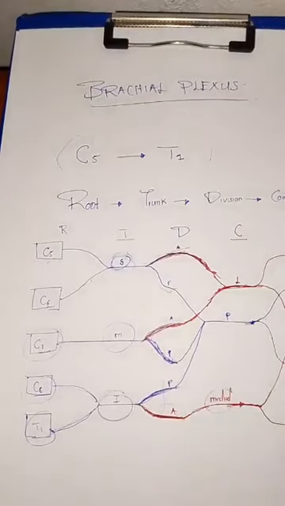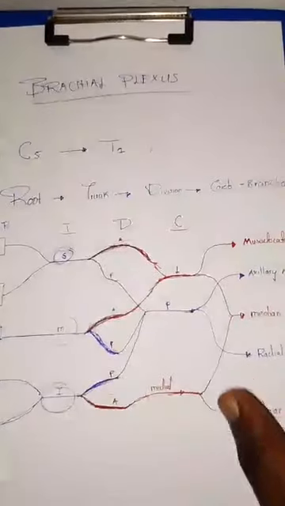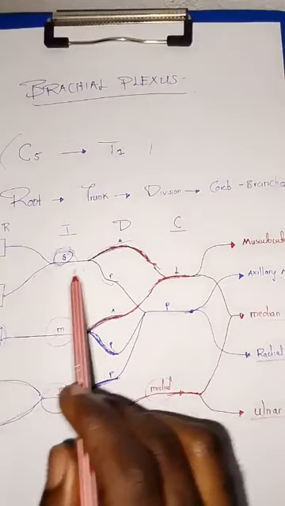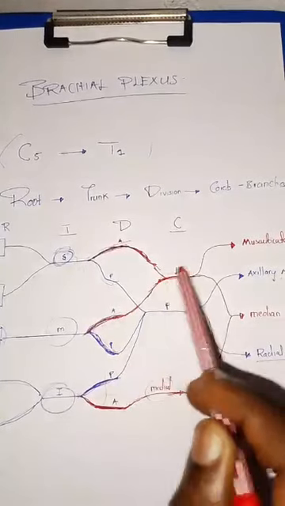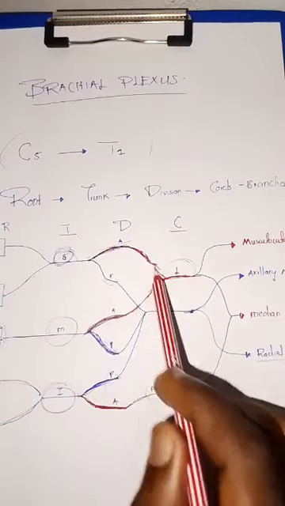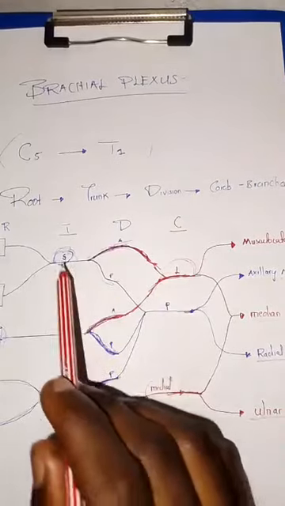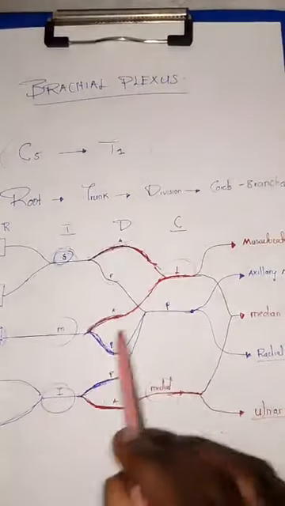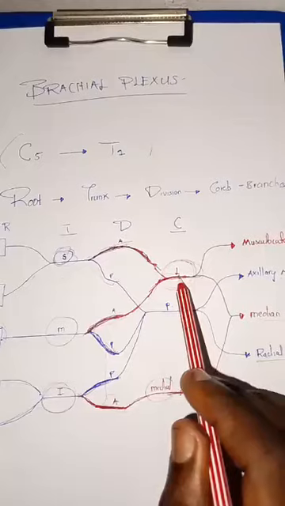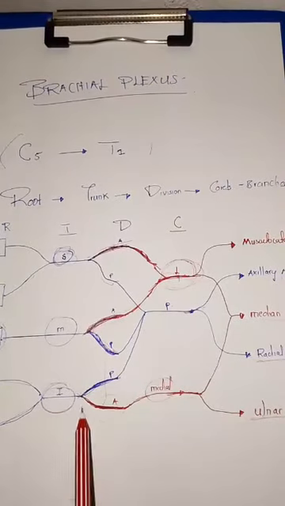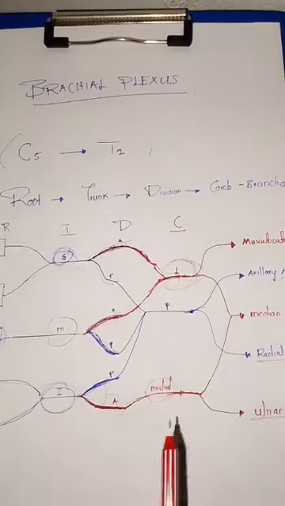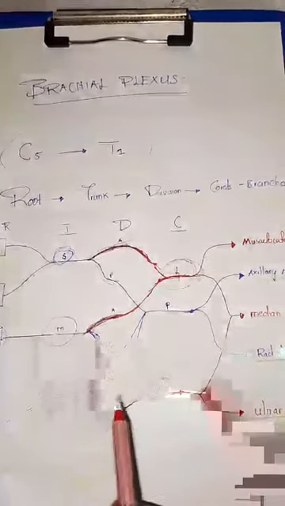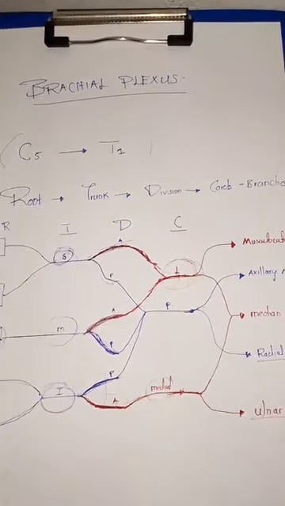Then we say that these divisions start joining together so that they can form what we call the cords. And we said that the anterior divisions of the superior and the middle trunk are going to join together and form what we call the lateral cord. Then we are going to find that the anterior division of the inferior trunk just goes direct. It does not join with the others to form any cord. It just goes direct on its own and forms the medial cord.